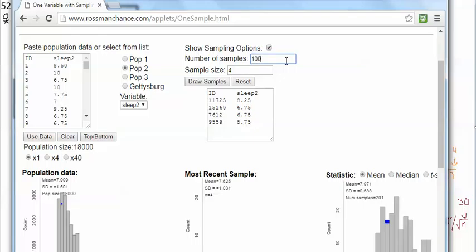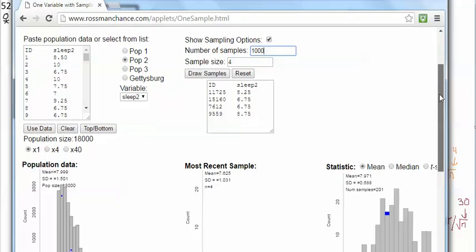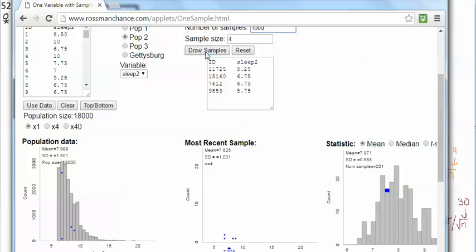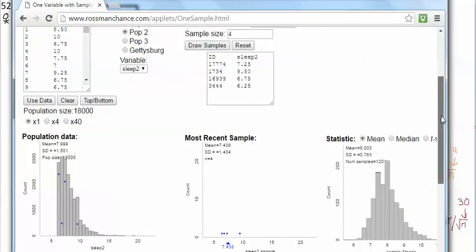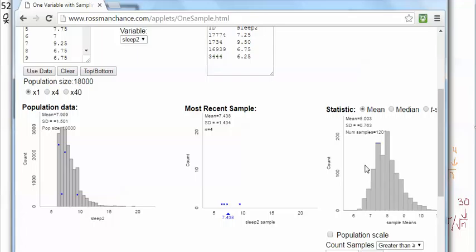Let's take 1,000 samples at a time. So it's like I've repeated the study 1,000 times. Yeah, now we're starting to see it. It's positively skewed, like the population, but not as dramatically skewed.